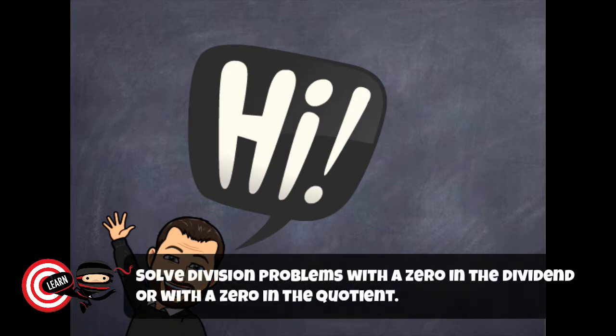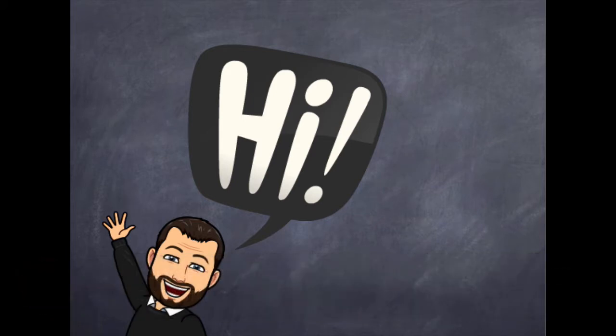So we're actually going to be taking a look today at zeros in division. What happens when we encounter zeros? And we're going to be looking at how we can solve division problems that either have a zero in the dividend or a zero in the quotient. So either a zero in the number that we're trying to divide or a zero in our quotient when we are dividing. We're just going to look at two quick examples, and then you guys are going to move on and practice this yourself.